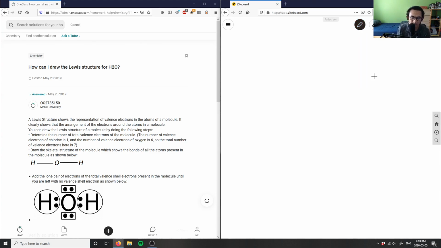And maybe you can take a moment to think about this problem here. So how can I draw, what is the Lewis structure of H2O? So think about this problem, and then you can look at the solution here while we think about this solution here. So I'll give you a moment to think about this problem.